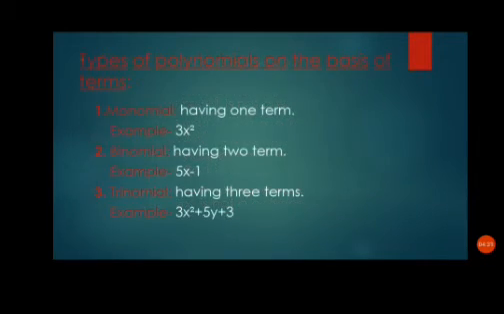Moving forward to our next topic, types of polynomials on the basis of terms. Polynomials on the basis of terms have been divided into three parts. First one is monomial. Monomial means having one term, and the example is 3x square. 3x square has only one term. Binomial has two terms, so the example is 5x minus 1. Trinomial has three terms.